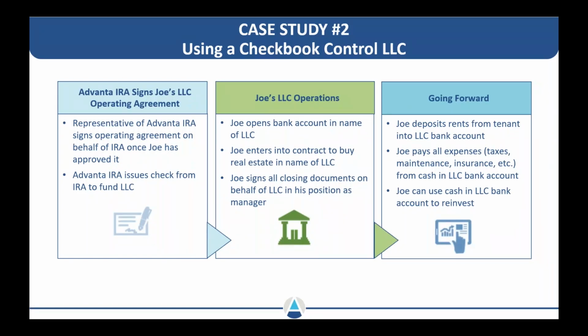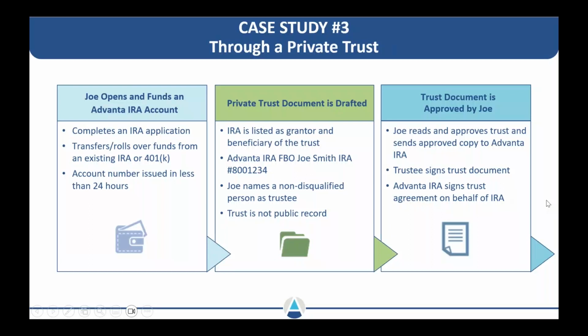So what happens then? We have to sign the operating agreement as the member. Joe signs as the manager of that LLC on the operating agreement. The bank account opens up in the name of the LLC. Joe, in this case as the manager of the LLC, signs the contract to purchase and signs all the closing documents. Going forward, all checks for rents, and any checks from the tenant as far as rent or income from the property, are deposited to the LLC. Joe pays all the expenses directly from the LLC, so insurance, maintenance, taxes, and filing fees to the state are all paid by the LLC. And then if the property sells, it goes to the LLC and you can reinvest from there.